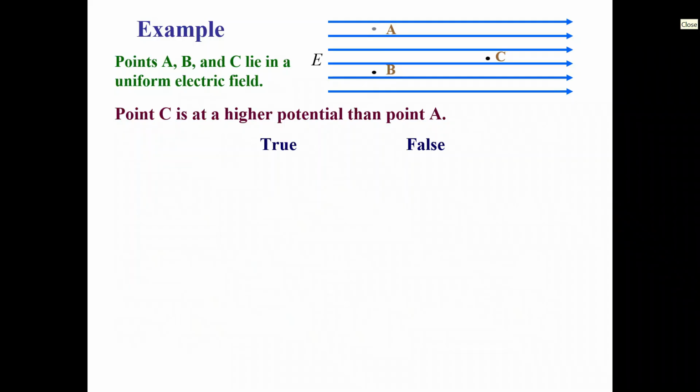All right, so here's a question. Point C is at a higher potential than A. True or false? Think about it. Hit pause. Think about it some more. Hit play when you're ready to go.